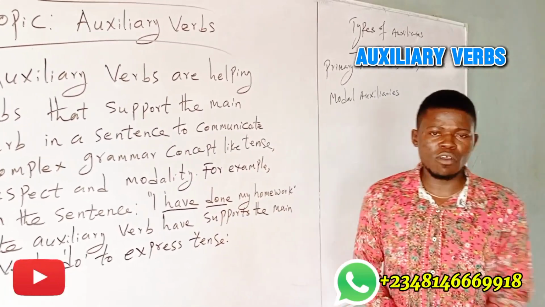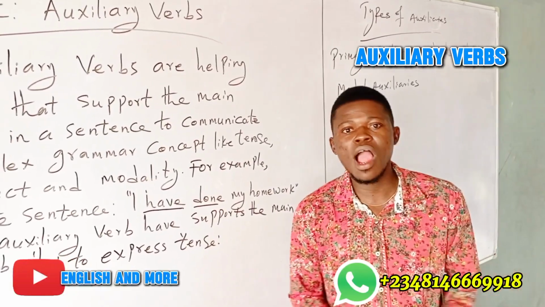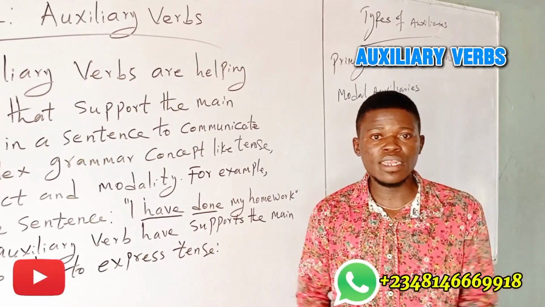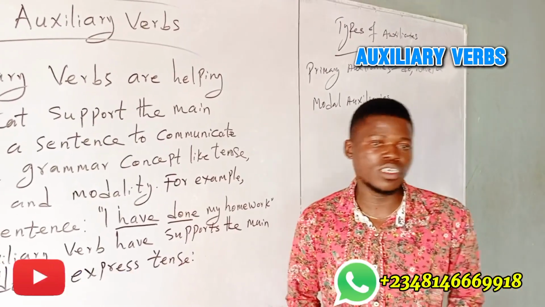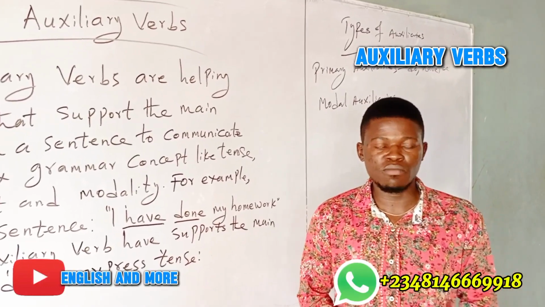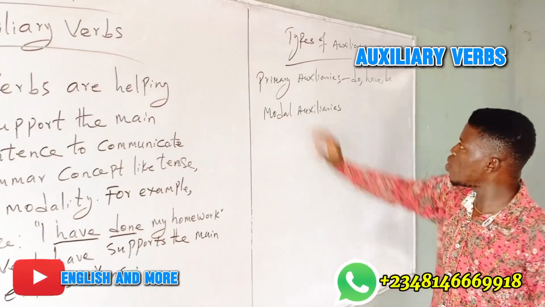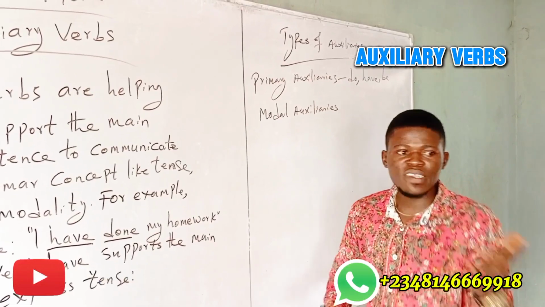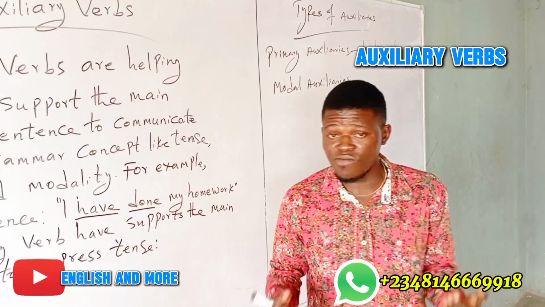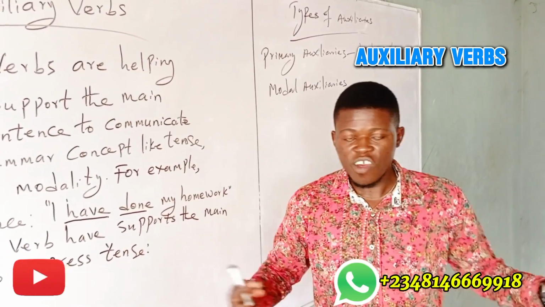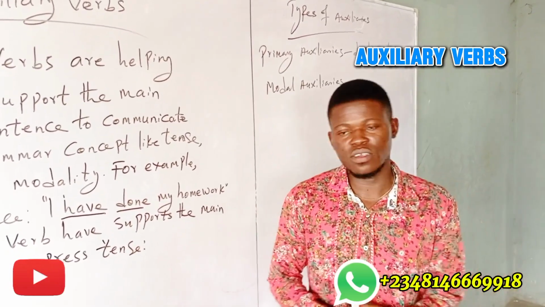Now let's go to types of auxiliaries. In English language, we have two major types of auxiliary verbs, which are the primary auxiliary and the modal auxiliary. Today, we are going to focus our attention on the primary auxiliaries. Maybe in our next lesson, we go into the modal auxiliaries. Let's go. Primary auxiliaries. When we say primary, what do we mean? This type of auxiliaries, they can function as main verb in a sentence, and they can also function as auxiliaries. I can simply say they have dual functions.